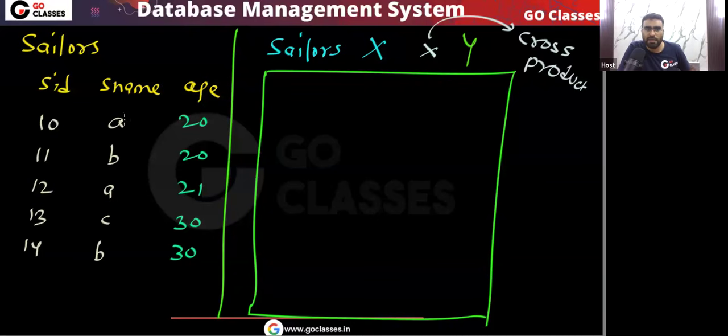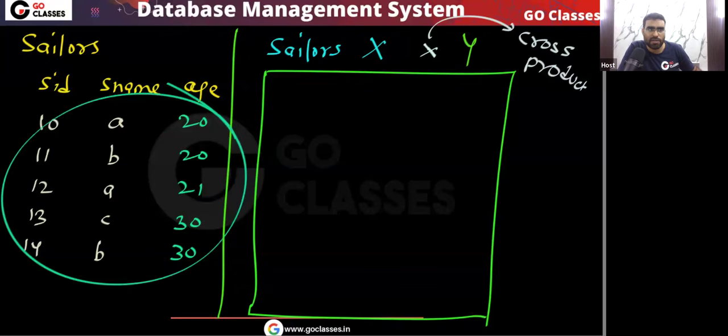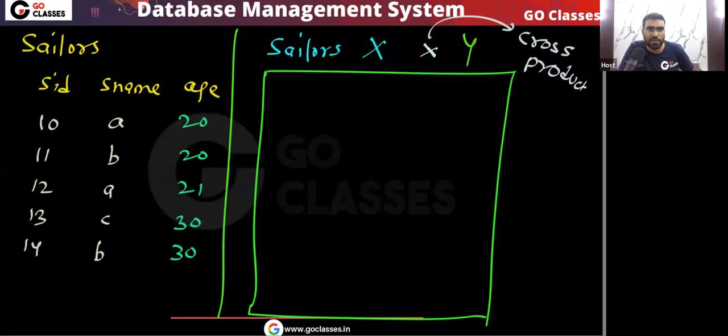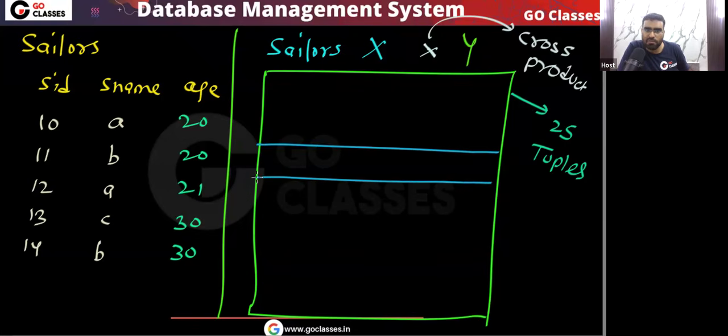Yes or no? Remember, every tuple is combined with every tuple. This tuple will be combined with every tuple, and so on. So in this cross product, there will be 25 tuples. Is this clear? Now, out of these tuples, which type of tuple are we looking for? Remember, we are looking for the type of tuple where x dot age is greater than y dot age.